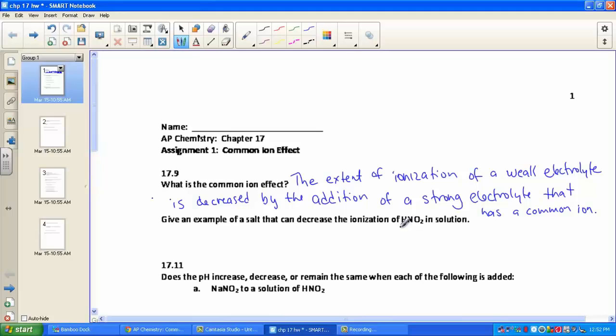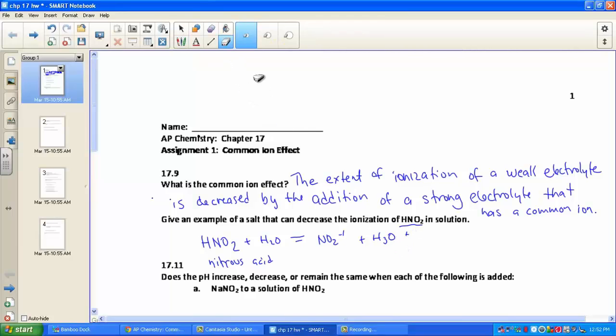For instance, if we look at a weak electrolyte, such as HNO2, HNO2 is called nitrous acid. Nitrous acid is not one of our 7 strong acids, so therefore we know it's weak. We think about the Bronsted-Lowry equilibrium that sets up, forming a conjugate base called nitrite, and the acid ion called hydronium. Hydronium is H3O+. So here we have an equilibrium where the forward and the reverse reaction are competing. Nitrous acid is a weak electrolyte.